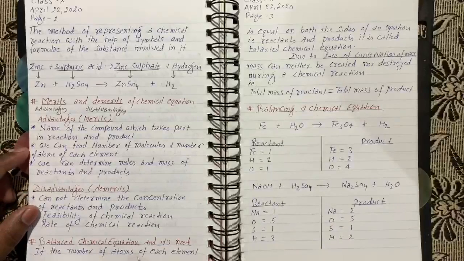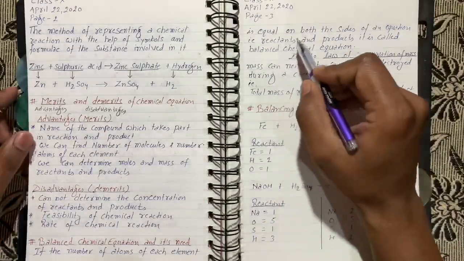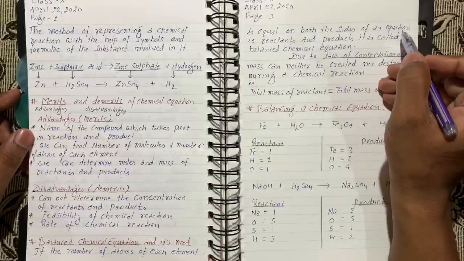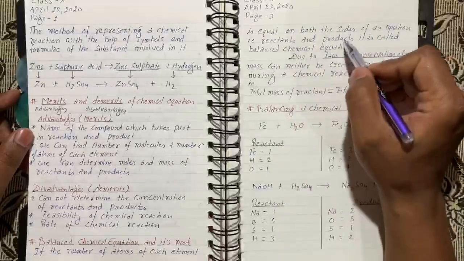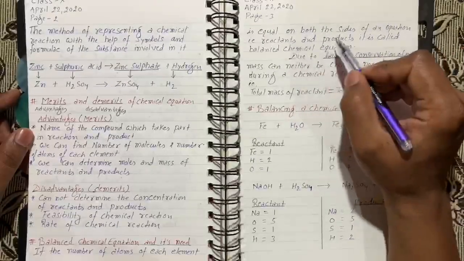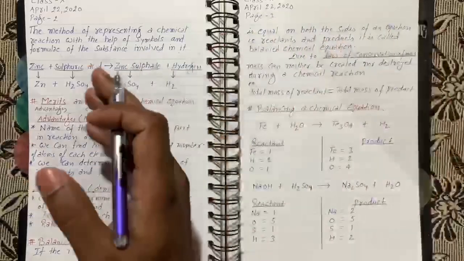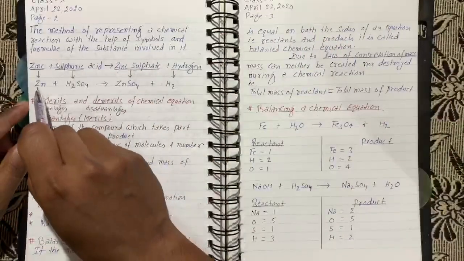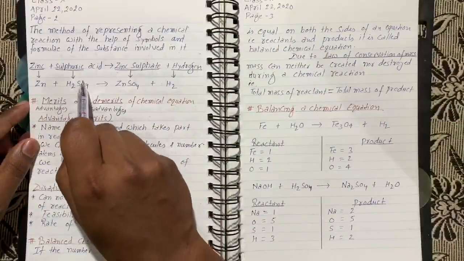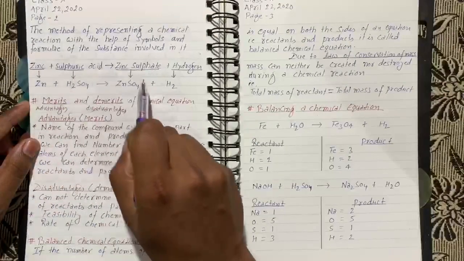If the number of atoms of each element is equal on both sides of the equation, i.e. reactant and product, it is called a balanced chemical equation. It simply means: whatever the number of atoms of all the elements on the reactant side, is it equal to the product side or not?